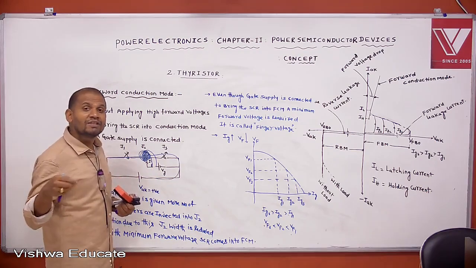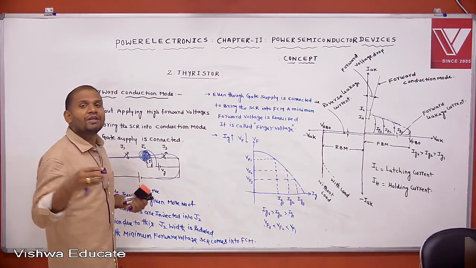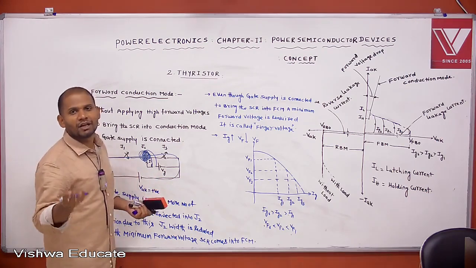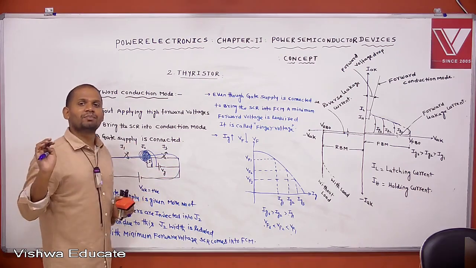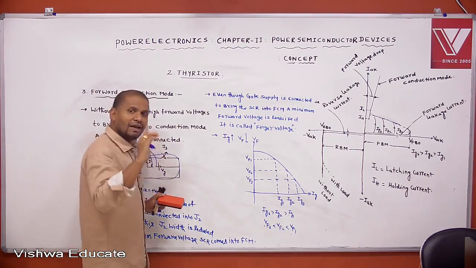Sir, what happens if it is connected permanently? If it is connected permanently, it adds additional power loss. In order to eliminate that loss, remove the gate supply. That's the reason why. In detail, later on I will explain.